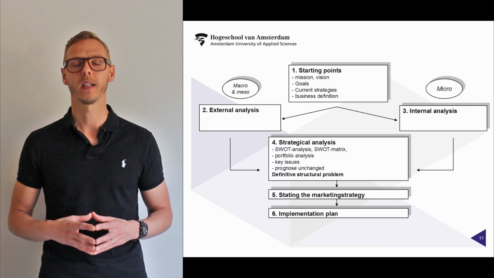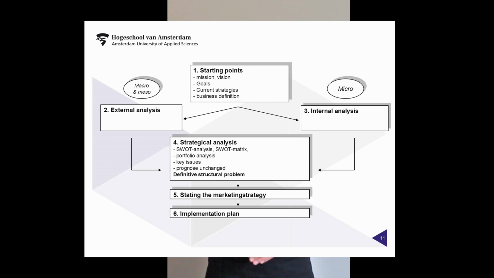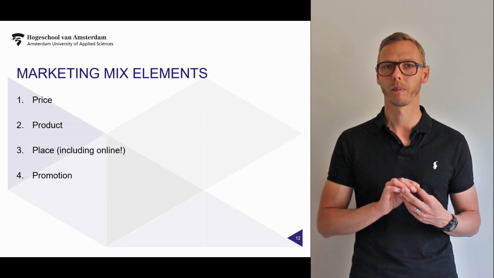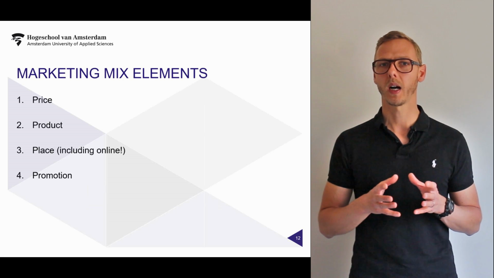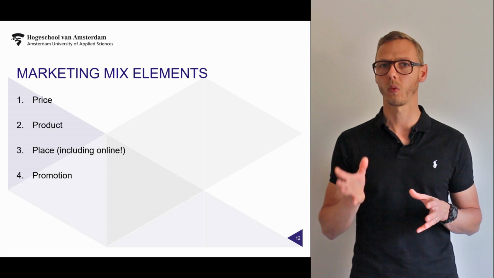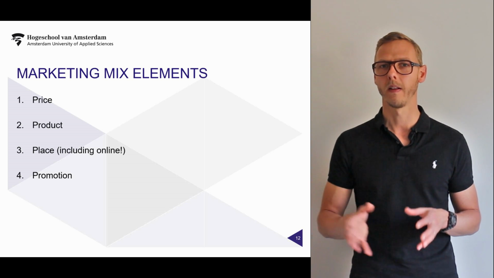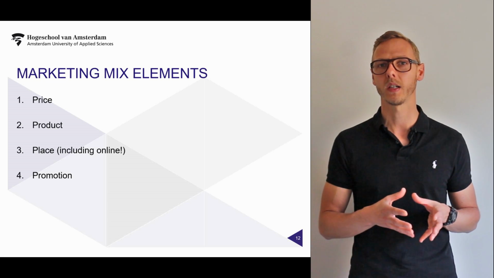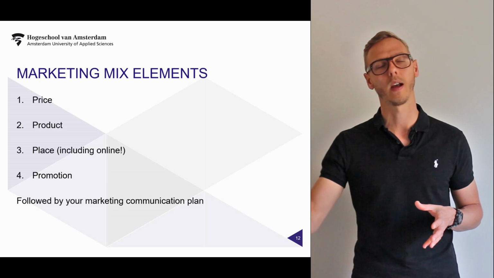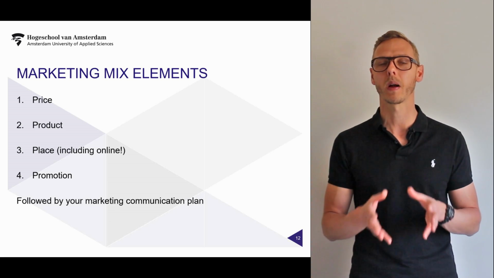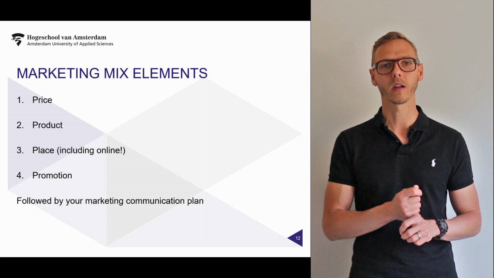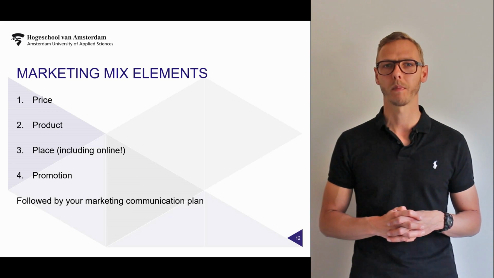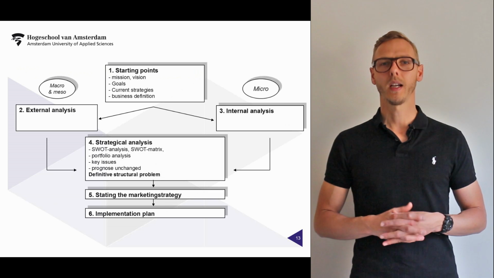After that, step 6 is the implementation plan. This is where you work out the 4 P's: price, product, place, and promotion. Make no mistake, place is where your products can be found. So this is also your website strategy or your online strategy. So not only physical shops or physical distribution points, also your online strategy contains the place matrix. And within that you have several P's for online strategy if you want, but basically you have those 4 P's. And of course your marketing communication mix. You have to have a marketing communication plan. So these are the 6 steps that I always follow.